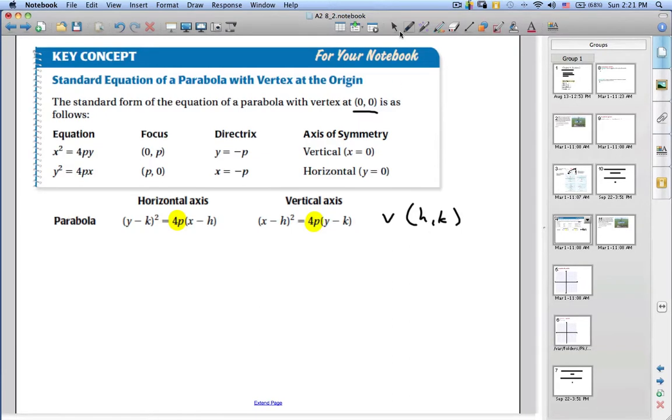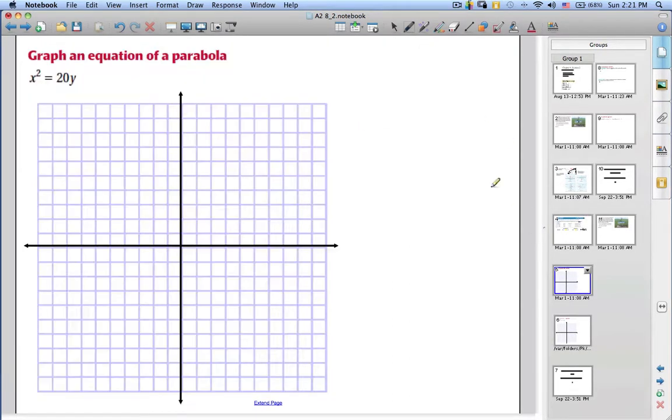So if we want to take a look at how that works in practice as we graph, I know that my vertex will be at (h, k). Using this formula, (x minus h) squared is equal to 4p times (y minus k). In this case, h and k are both 0, so my vertex is at 0, 0.